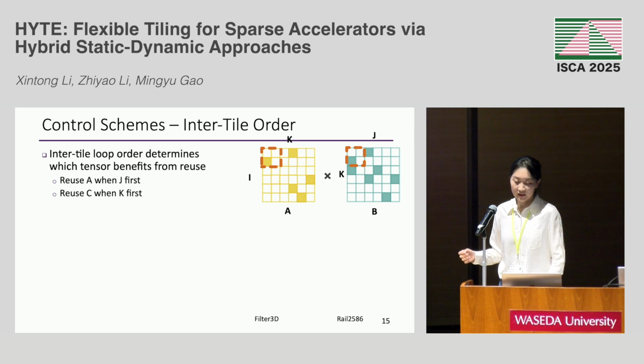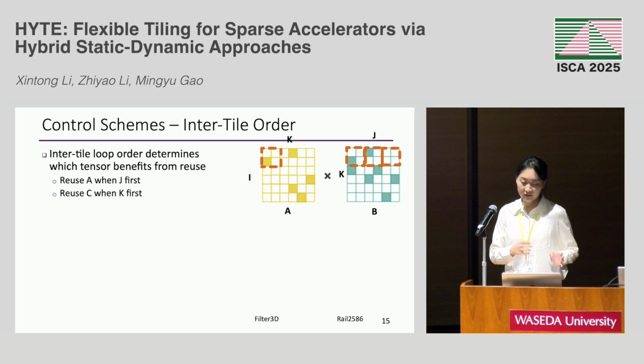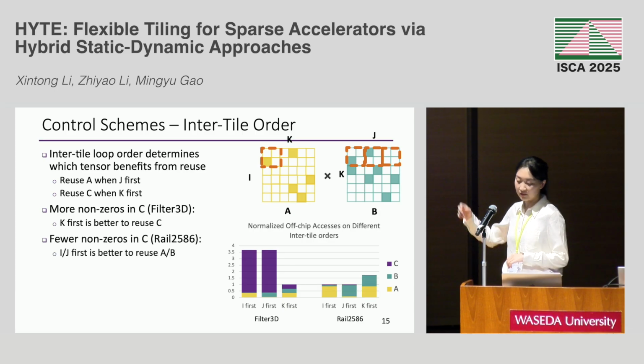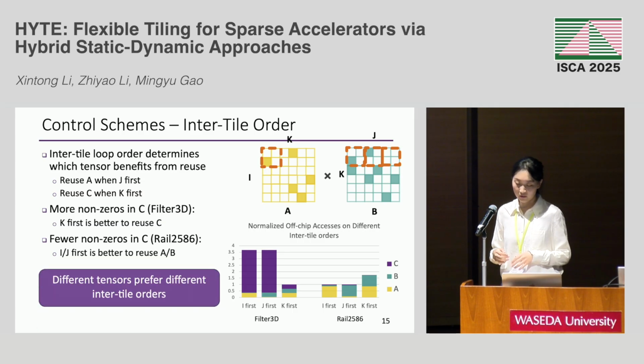In addition, the intertile loop order determines which tensor benefits from the reuse, as we introduced earlier. When the non-zero size of C is large, traversing the K dimension first allows better reuse of C in the buffer. Conversely, when the non-zero size of C is very small, traversing J first is better. Thus, the optimal intertile loop order varies based on the relative sizes of A, B, and C.